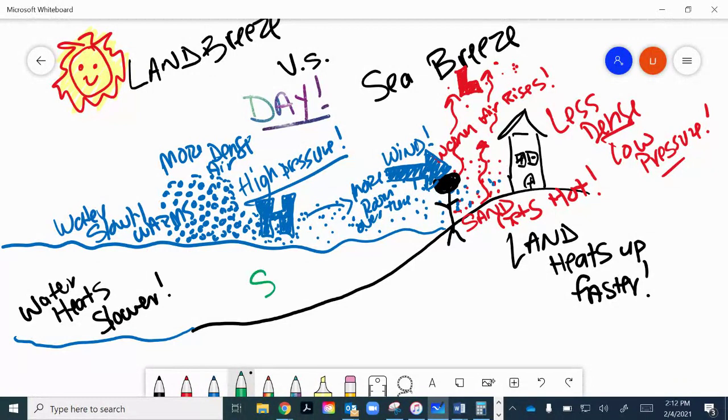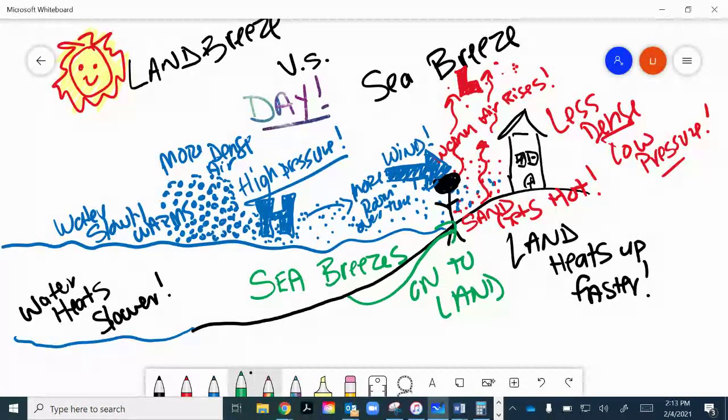So the sea breezes onto land. And so we give this the name of a sea breeze. This is called a sea breeze right here. A sea breeze. Very cool. That's why we have sea breezes right there.